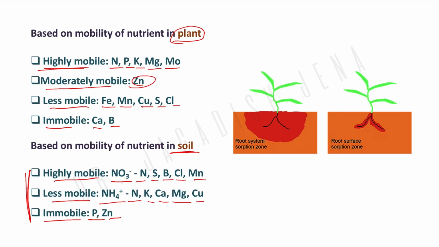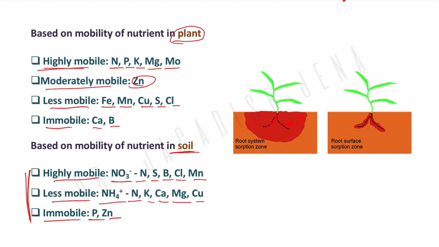Suppose this is the plant root, and suppose there is one nutrient present here, and it is a mobile nutrient. It can move to the plant root system, right? If it is along with water or anything else.